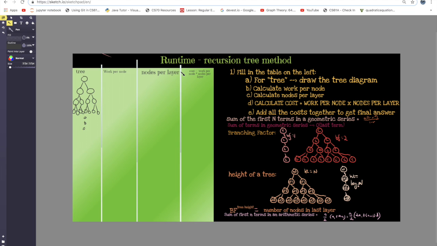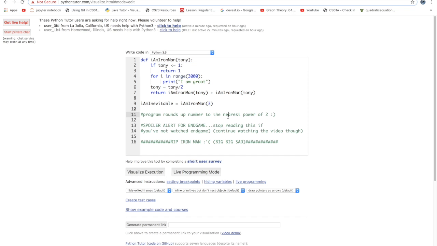Next, we calculate the work per node. So in each execution of the I am Iron Man algorithm, we need to calculate the amount of work done by this whole thing. So this is an if statement, and it's going to take constant runtime because this is just a comparison operation. So this is constant runtime. Right, this is just returning 1. It's a constant runtime operation. This print is a constant runtime operation, and we're going to halve n by 2 each time, and that's constant runtime.